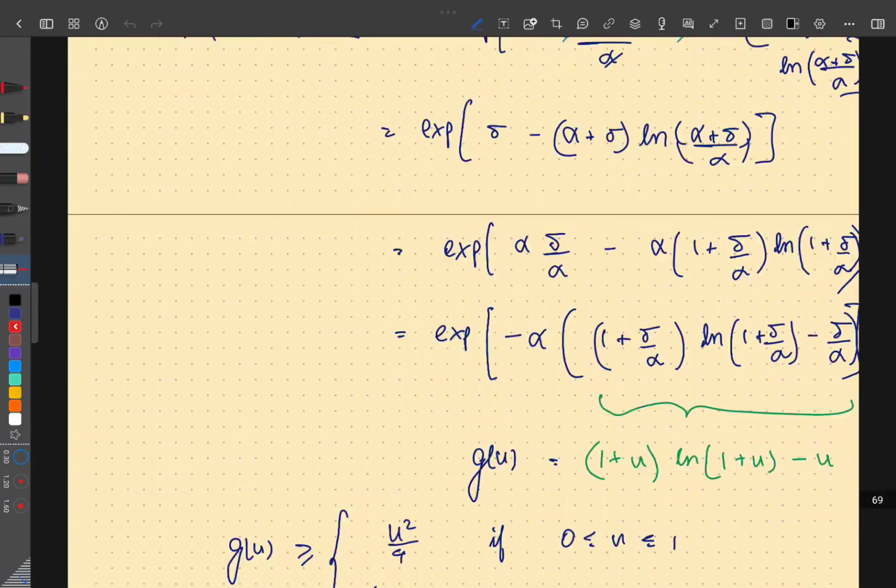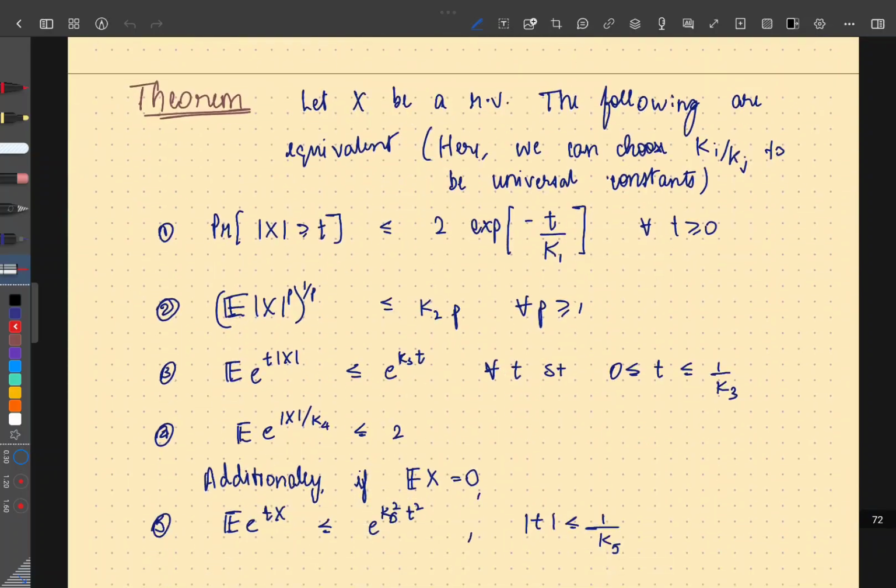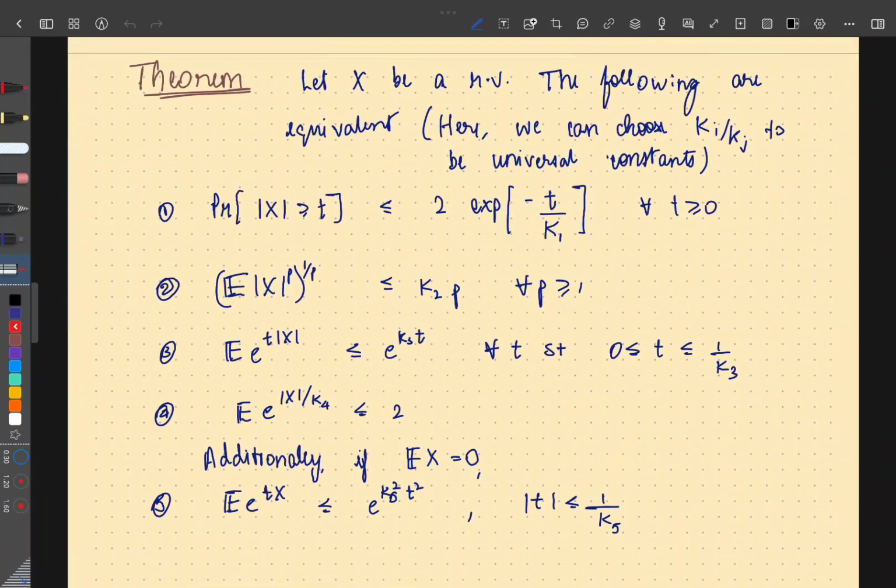We saw that something similar holds for sub-exponential distributions, that is those distributions for which the tail does not decay as fast as a sub-Gaussian, but it decays at least exponential in delta. Alright, so for any t greater than 0, the probability that mod x is greater than or equal to t is upper bounded by e to the minus t times some constant. Unlike the sub-Gaussian case, where it decayed as e to the minus t square times some constant.